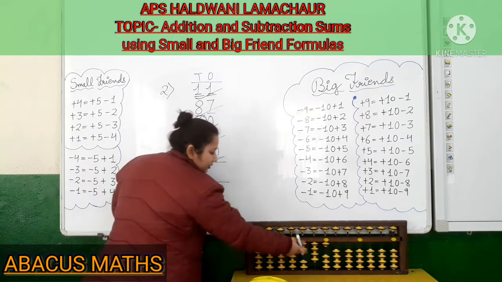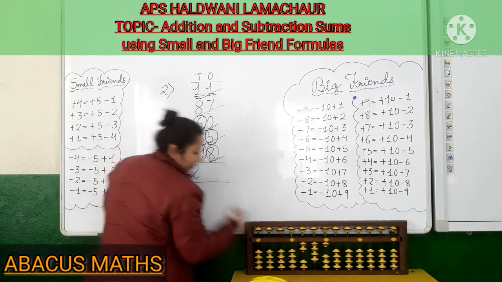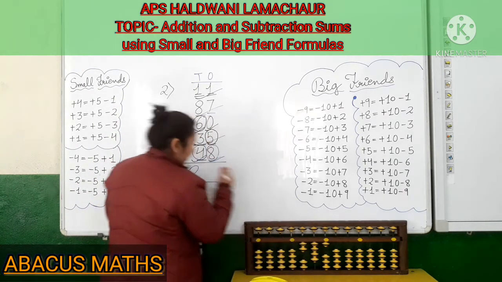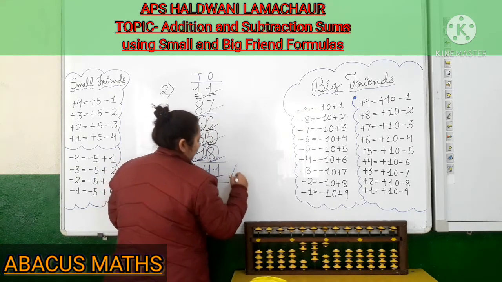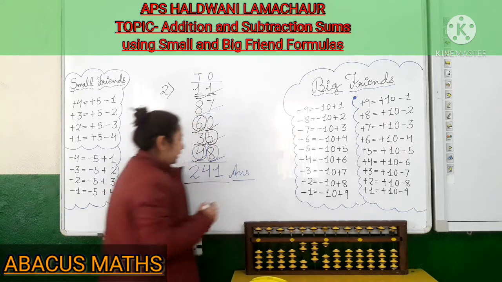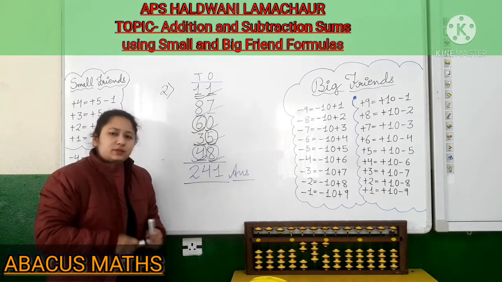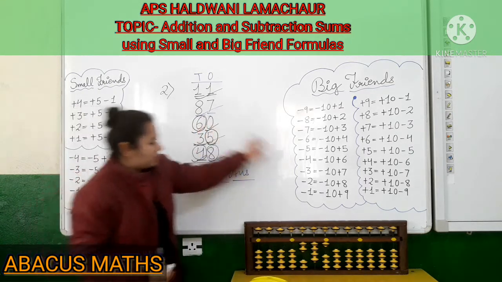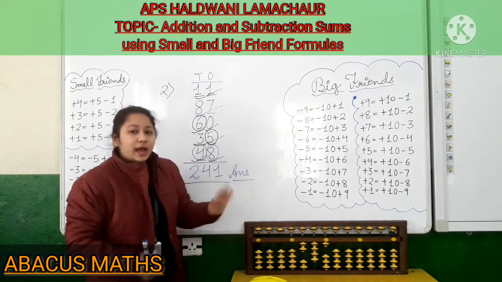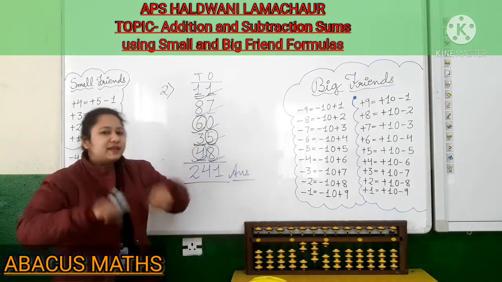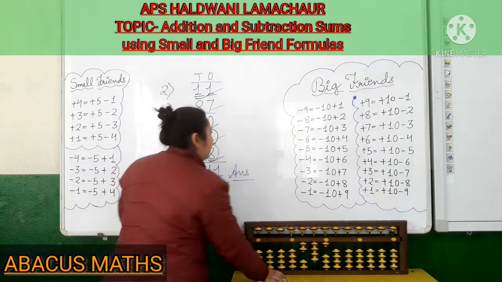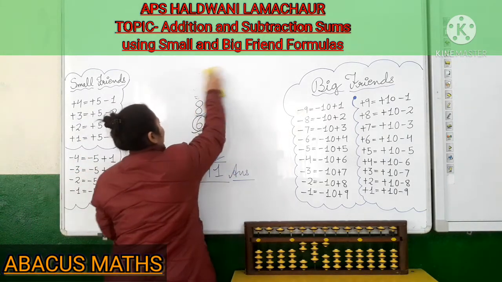Now come. See 2 in hundreds rod. 1, 2, 3, 4 in tens rod. And 1 in ones rod. So your answer is 241. Kids, you just have to apply the formulas in the tool. And if it will be in your fingertips, then you can apply fastly also. Next, we will move to our third sum.